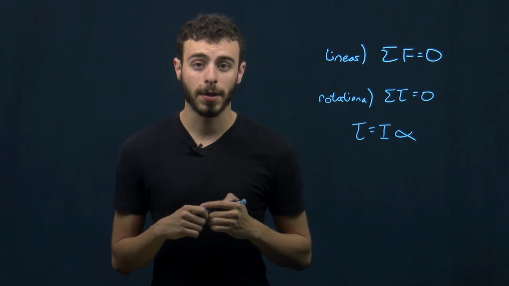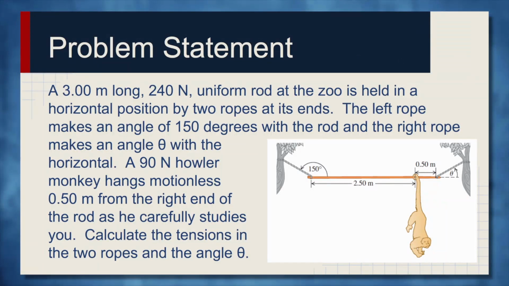So the problem statement for today reads as follows. A 3-meter long, 240 Newton uniform rod at the zoo is held in a horizontal position by two ropes at its ends. The left rope makes an angle of 150 degrees with the rod, and the right rope makes an angle theta with the horizontal. A 90 Newton howler monkey hangs motionless 0.5 meters from the right end of the rod as he carefully studies you. Calculate the tensions in the two ropes and the angle theta. At this point, you should pause the video, reread this problem a couple times, and maybe even try it on your own.